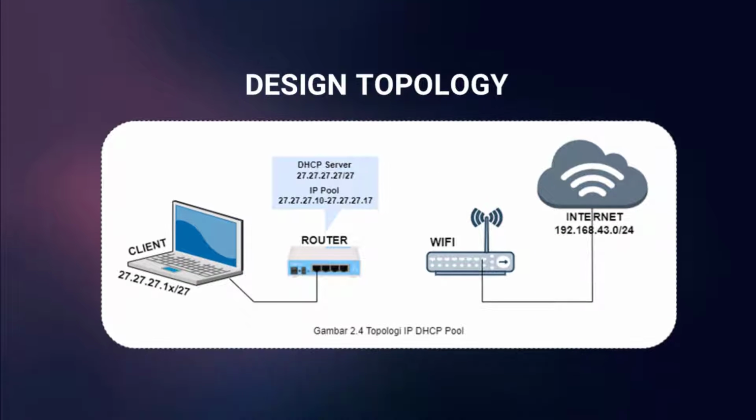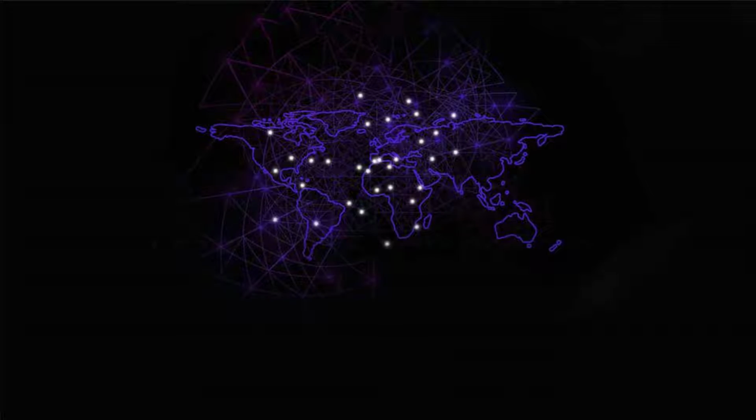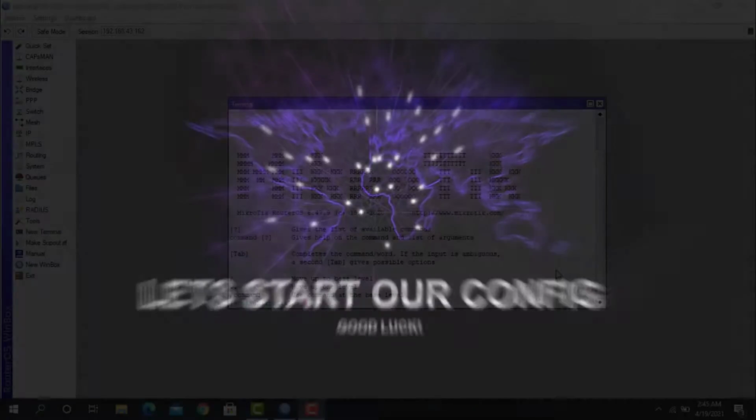This is the topology for the IP pool configuration. In this configuration, my router already has internet access, and I'll make an IP pool with 8 addresses in the range of 27.27.27.10 until 27.27.27.17. The gateway of my DHCP server is 27.27.27.27/27. Okay, without any further ado, let's start our config.